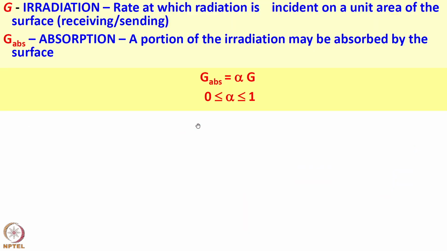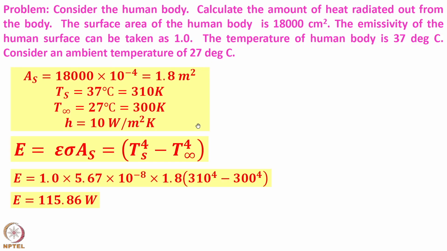So G is called irradiation, rate at which radiation is incident per unit area of the receiving surface. G absorption is the portion which is absorbed by the surface. We will see details of it in the topic on radiation. Absorption means 100 watts is coming to me, how much I am taking in, which causes an increase in my temperature. That is called absorbed energy. Suppose I take 20 watts in, the temperature would rise by a certain amount. Suppose I took 80 watts in, then a large amount of heat has gone in, so temperature will rise a little bit higher.